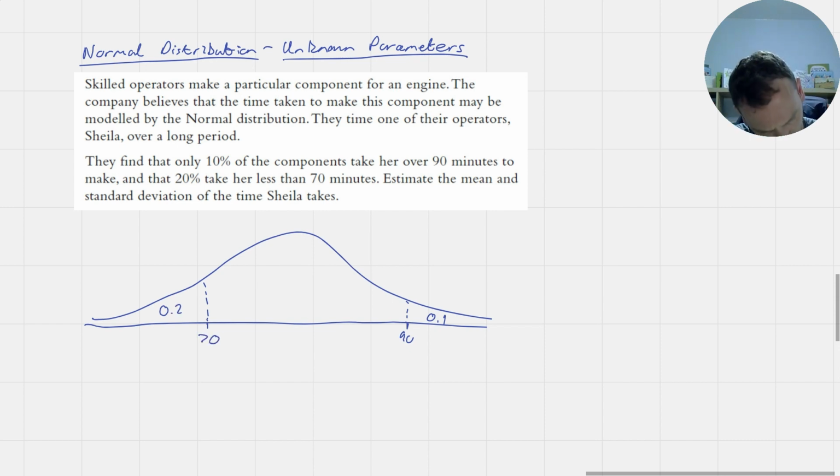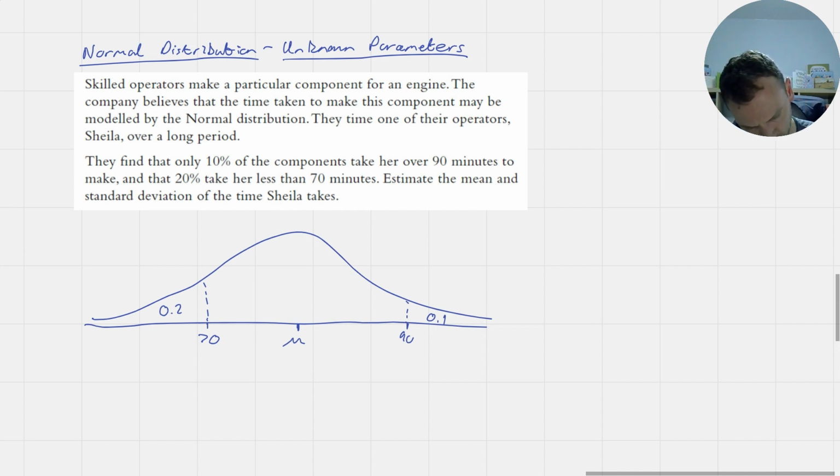So we're trying to work out the peak here, the mean. Now, I'm going to use mu to represent the population mean here, the mean of all the time she makes a component. I'm going to use sigma to represent the standard deviation here. So the first thing I want to do, I want to look at this 90 minutes and this 0.1 first of all, and see what we can do with this information.